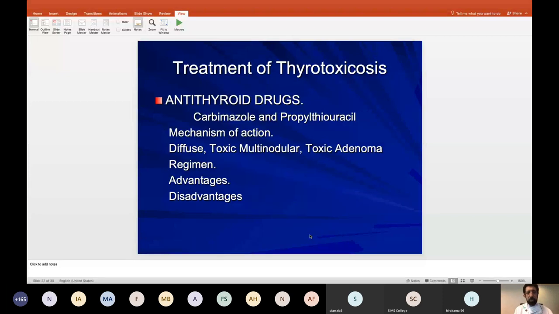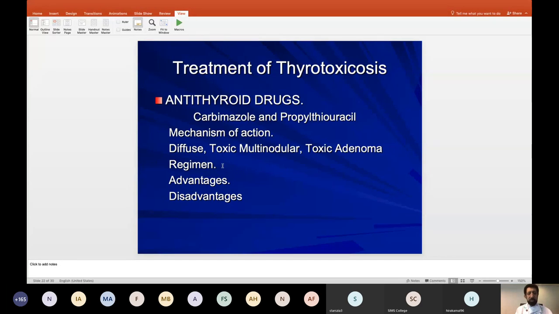So a few words about the management of thyrotoxicosis. As I told you, it is a disease which has to be managed medically. We have to start with certain anti-thyroid drugs, and we have carbimazole and propylthiouracil. Actually, I've discussed their mechanism of action in my previous lecture, that they are enzyme inhibitors. They are going to inhibit the enzyme. We can start them in diffuse toxic goiter, toxic multinodular goiter, and toxic adenoma, in all three of them, because you do not take these patients to the operation theater till you have controlled their toxicity.